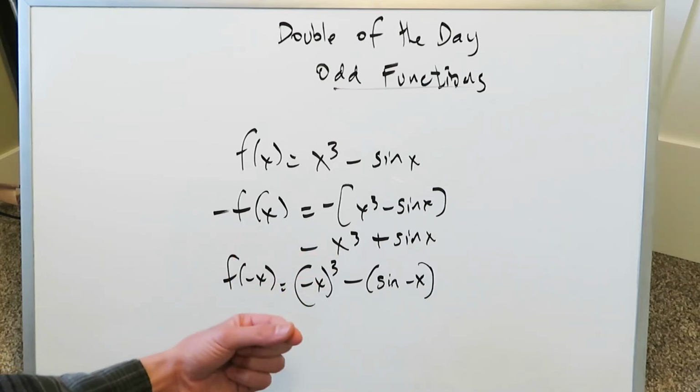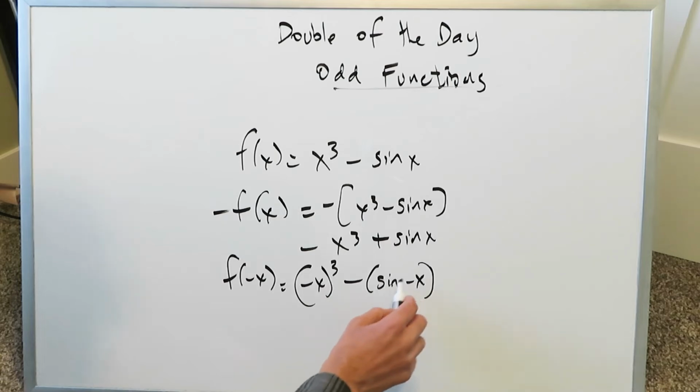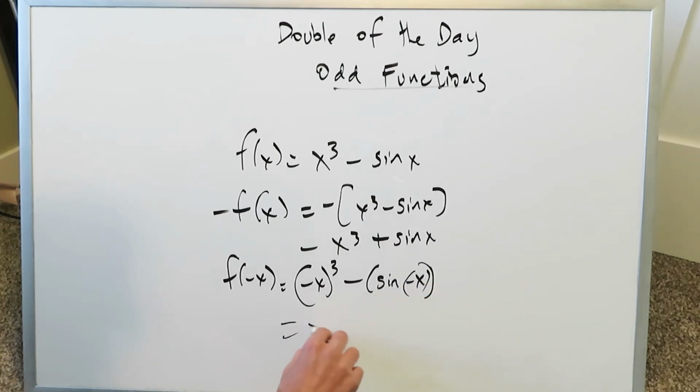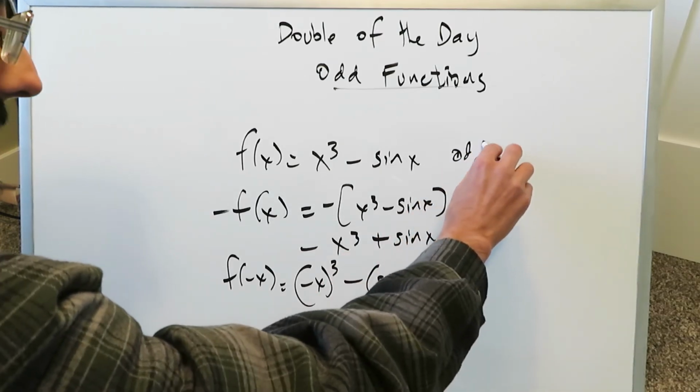Do sine of 30, do sine of minus 30. The sine of minus 30 will give you a minus sine value, which will make this positive. You'll have a minus x cubed plus sine x. Compare these. This right here and this right here are the same, so this right here is odd.